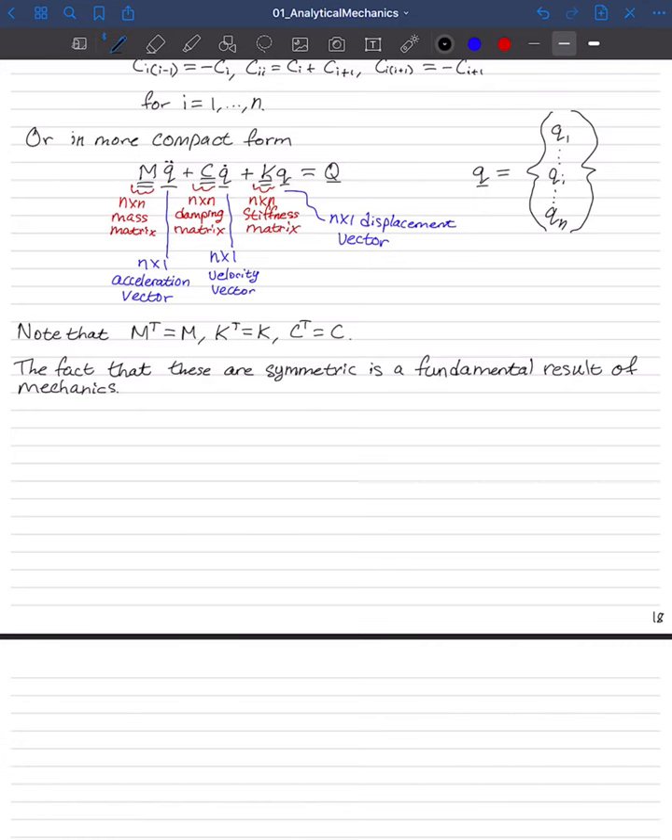Okay, we're going to stop here. In the next video, we're going to go through how to apply modal analysis to a multi-degree of freedom system.